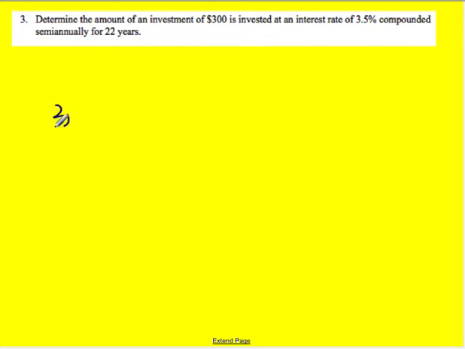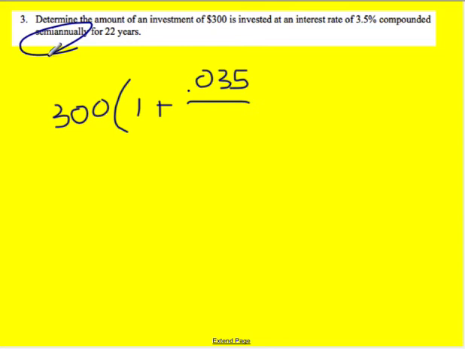So you're starting off and you have $300. Okay, so then you're doing 1 plus your rate, which is 0.035. And then you're taking that and you're dividing it by the number of times per year. Well, the number of times per year is usually ending in an ly. And semi-annually means 2 times per year. So then you're going to take and you raise that to the 2 times 2.